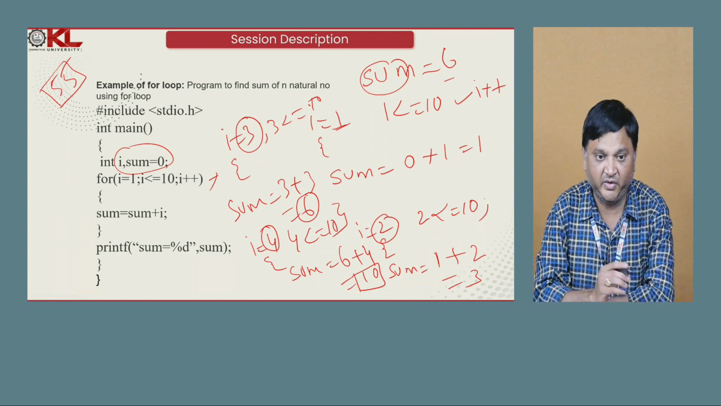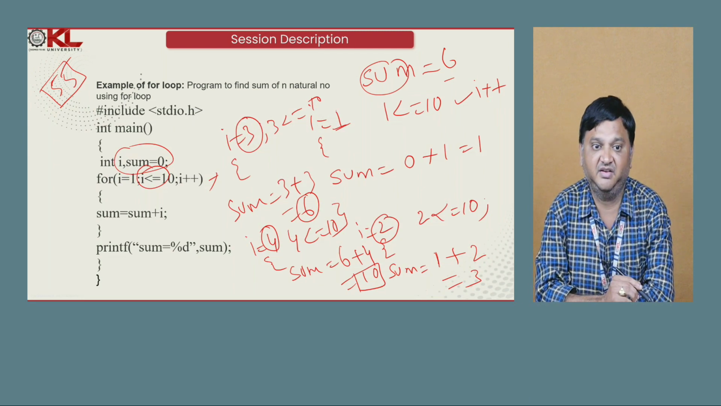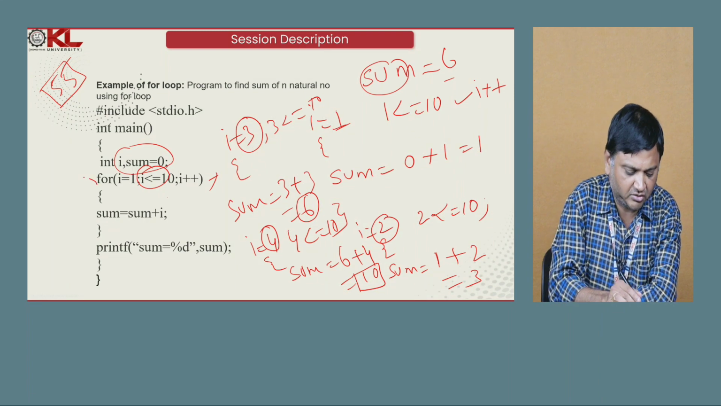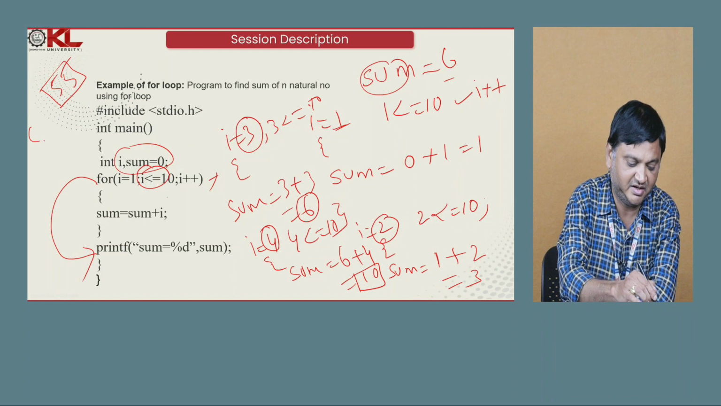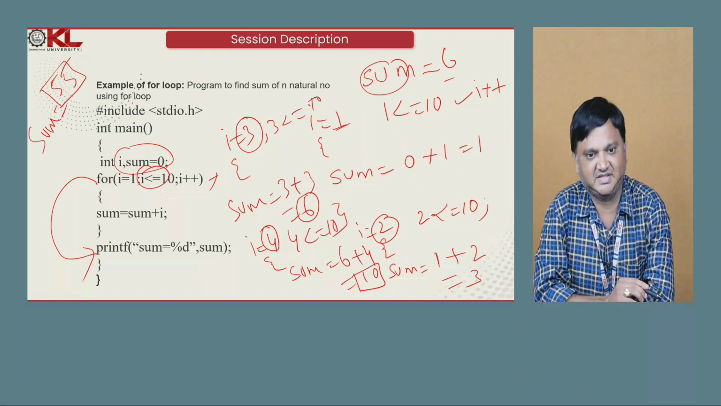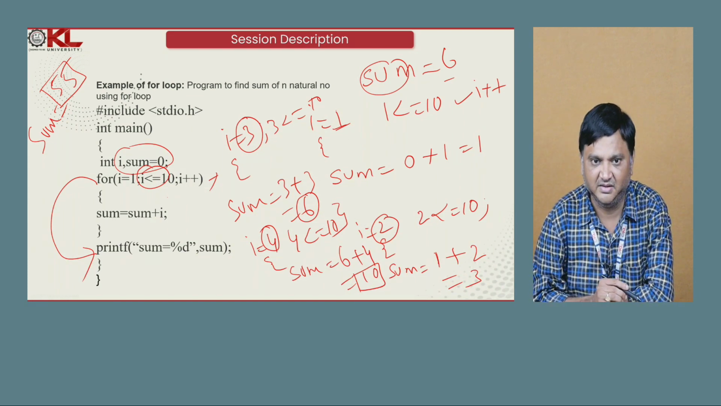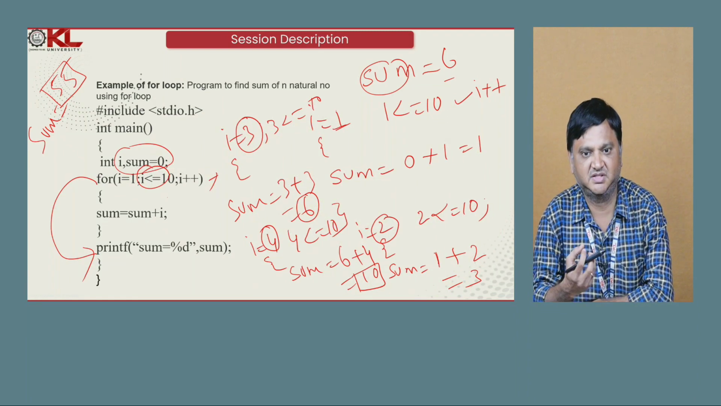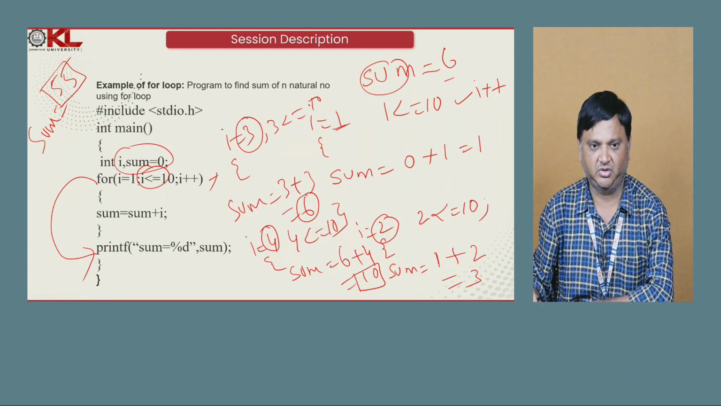So this is the way. When the condition is dissatisfied, when i becomes 11, is 11 less than or equal to 10? No, it comes out of the for loop and you print sum. What is the last updated sum value, my dear students? The value 55 is stored in sum. So if you print the sum value, it prints 55 on the screen. See how simply we can use a loop to solve basic examples as well as real-world examples, right?